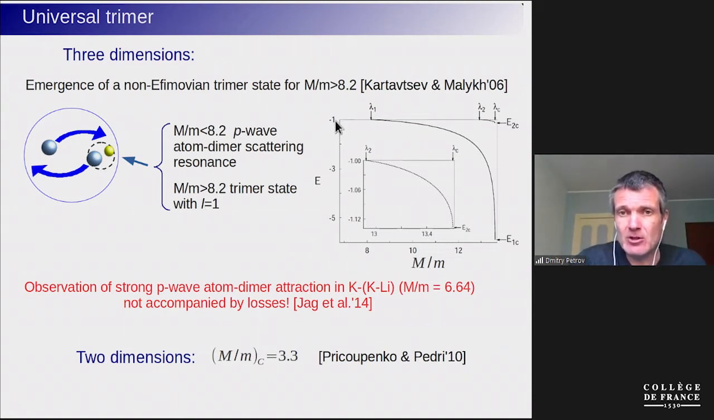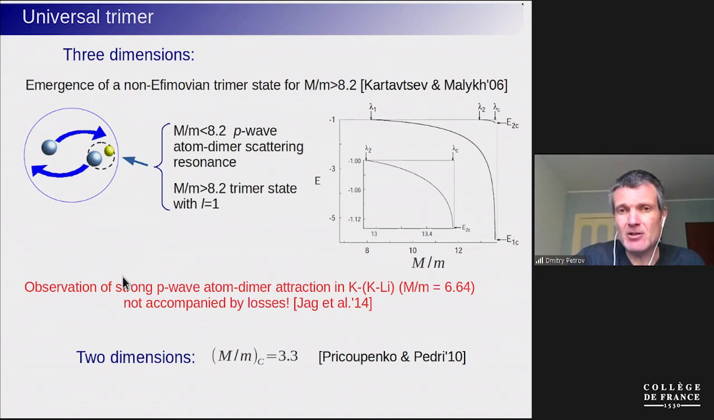And this is the original picture of Kartavtsev and Malykh from the original paper. Here is the mass ratio, and this is the energy of the trimer. So you see, this is the atom-dimer threshold, and the trimer appears at 8.2, and then it becomes deeper bound. There is actually another trimer state there, which we're not interested in here. When the mass ratio is below 8.2, this trimer state becomes a P-wave resonance, an attraction between an atom and a dimer in the P-wave channel.